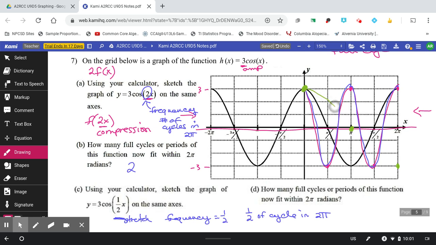So you can see that that's half, right? Half of the cycle. The rest of the cycle you could go ahead and put on the other side, and then you can see the full cycle, but it takes 4 pi to complete that full cycle because there's 2 pi on this side and there's another 2 pi on that side. So it takes 4 pi to complete a full cycle. That's the period. Okay, so how many full cycles or periods of this function now fit into 2 pi radians? So now it's just a half.